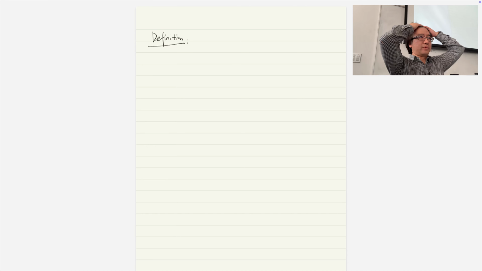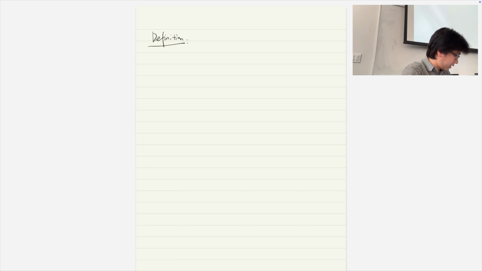Definition. Now what we study is fixed to variable length. We'll only focus on that case. So we define the decoding function in our case, and then we define the average length of the code.